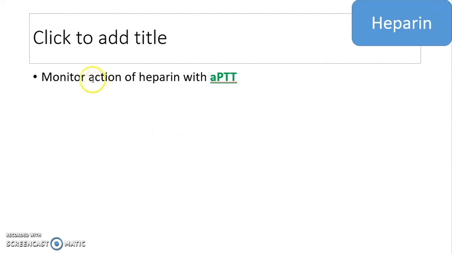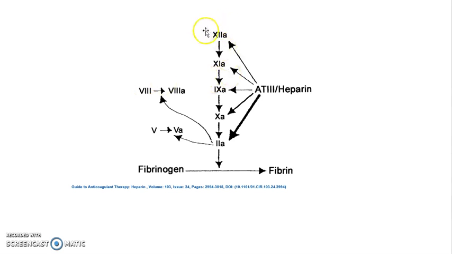For monitoring the action of heparin, you have to monitor the APTT, the activated partial thromboplastin time. Why? That's obvious from this picture. This is factor 12, factor 11, factor 9, 12, 11, 9. These are all from the APTT pathway, the longer pathway. So you have to monitor the APTT.